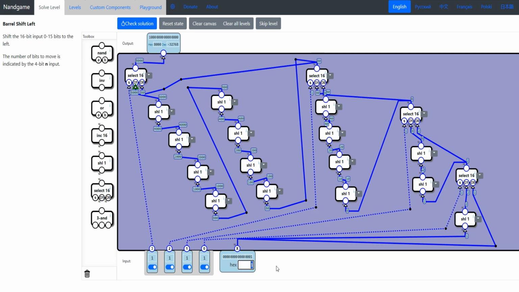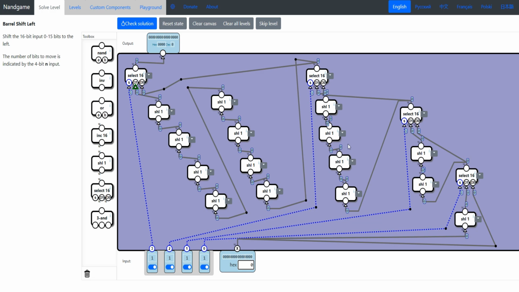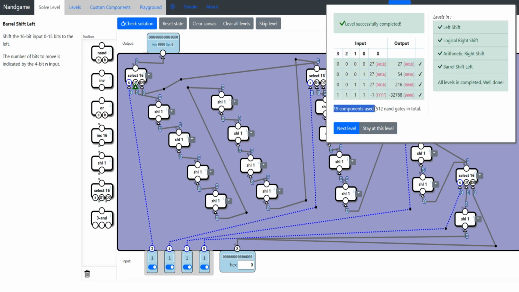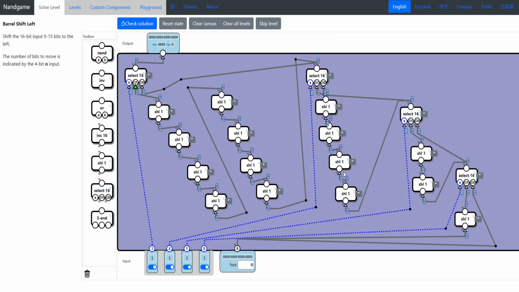So this is a lot of components. Maybe there's a simpler solution here, I'm not sure. But this is the one that makes the most sense to me. And more importantly, I think it should just work. So let's try a solution. And there we go, 19 components used. We are not getting the message that this is the simplest possible solution, so maybe there's something more efficient out there. But hopefully this solution at least makes some intuitive sense to everybody.